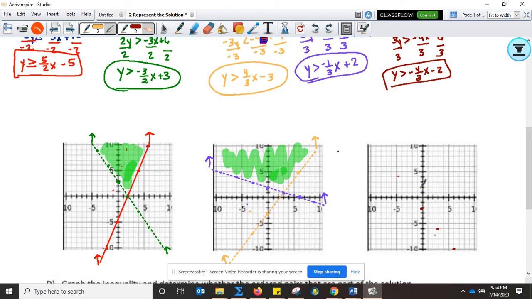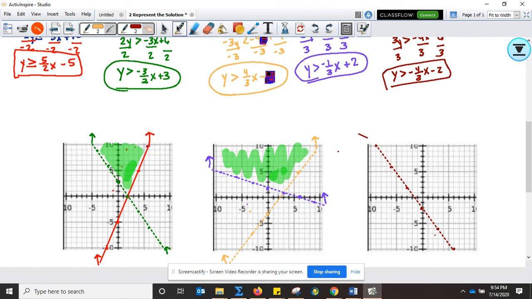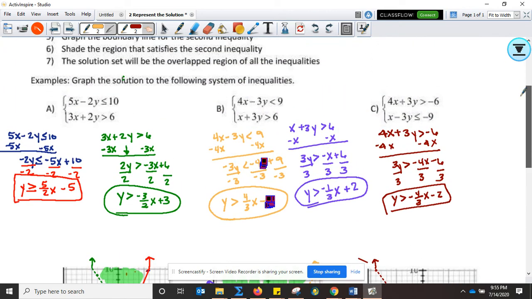I'll keep counting up 4 and left 3. Remember, I like to cover the whole graph, the whole coordinate plane. All right, so let's go ahead and draw this line. Okay, and once again, we're greater than, so I'm going to draw little arrows pointing up. And let's see where the second line is going to be shaded.